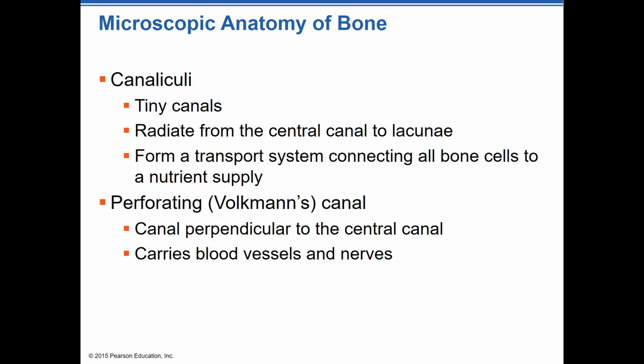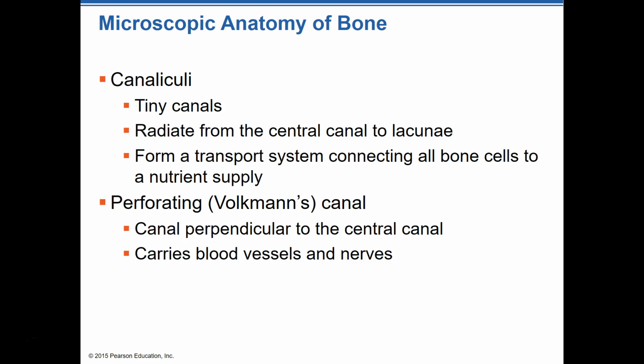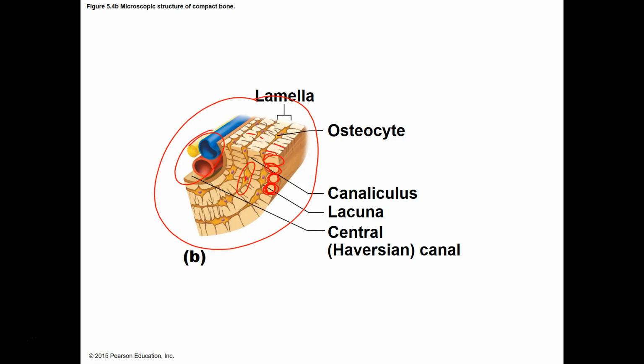We kind of talked about the canaliculi, those little canals that radiate from the central canal into the lacunae. They're part of that transport system that interconnects the bone cells. I talked about it here. You can see that it looks like cracks, and that's what they're referring to as the canaliculi. And then there's the Volkmann's canal that runs perpendicular to the central canal, and it carries the blood vessels.